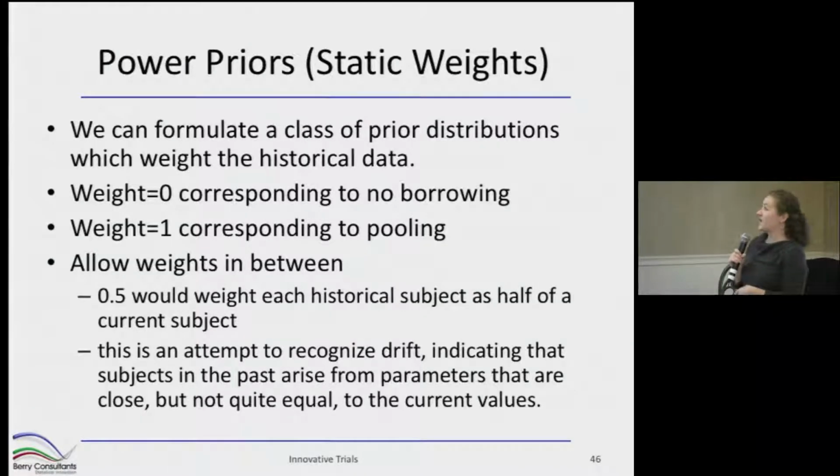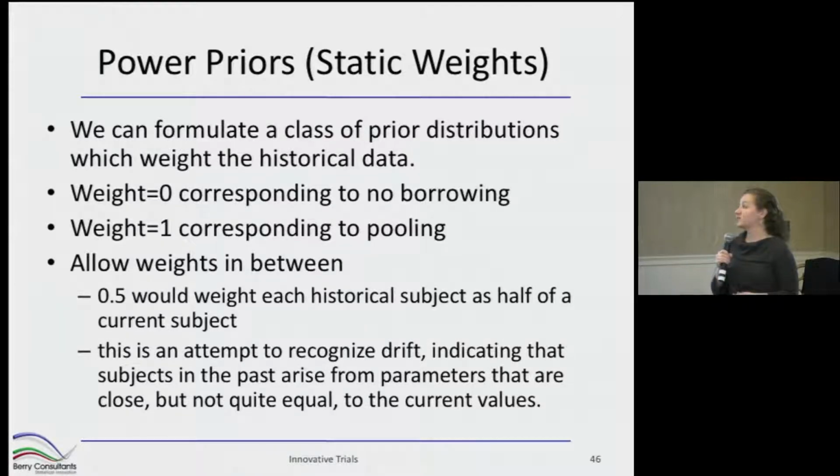We can also think about rules that allow us to use that data, but in some sense downweight it, so that we're not using the data to the full extent. These are what we call power priors. These are static weights that basically say, okay, I'm going to take that historical data and I'm going to weight it by some amount. So a weight of 0 here would correspond to no borrowing, so I ignore that historical data. A weight of 1 corresponds to pooling, so that's what we saw in our previous example. But now we can allow weights that are in between.